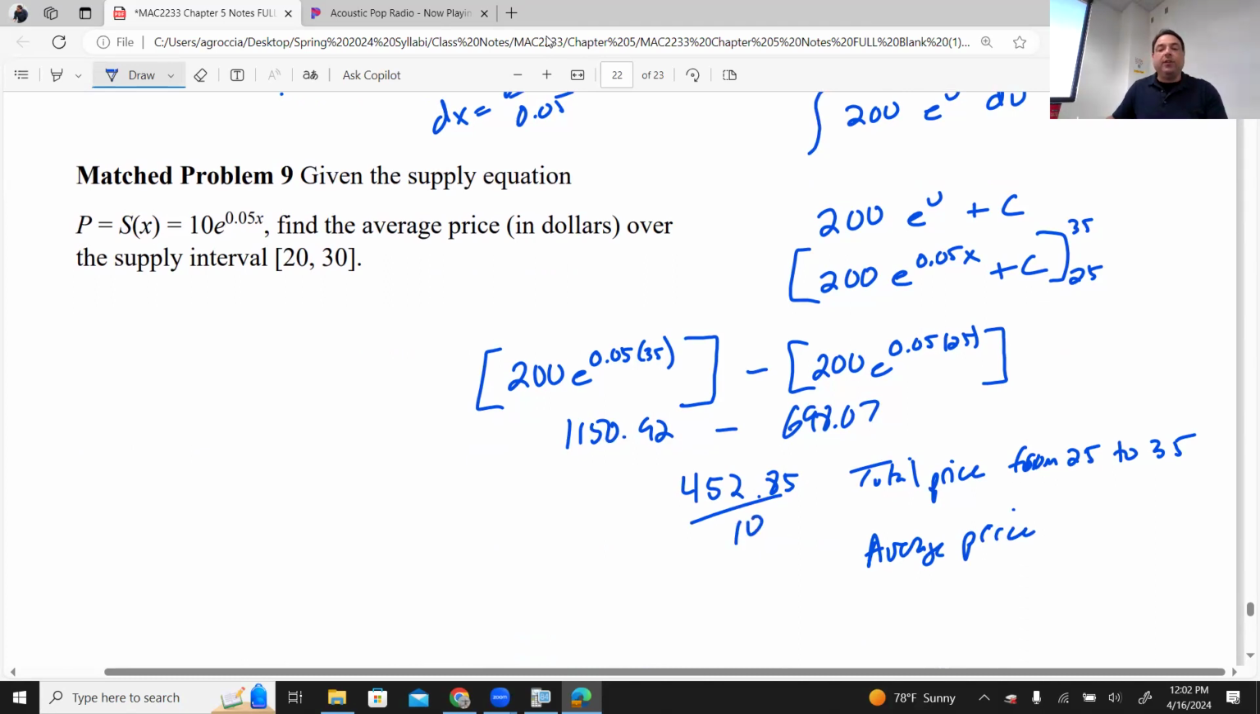Why 10? What's the distance from 25 to 35? It's 10. Yes, you can do 35 minus 25 and get 10, but just so you understand, it's the distance between them. So be careful if it's a negative and a positive. And when you do that, you find the average price, which will be $45.29. That would be the average price. And with that, we're done.